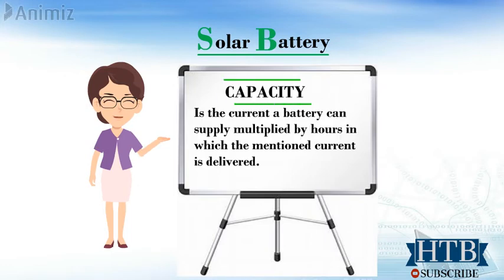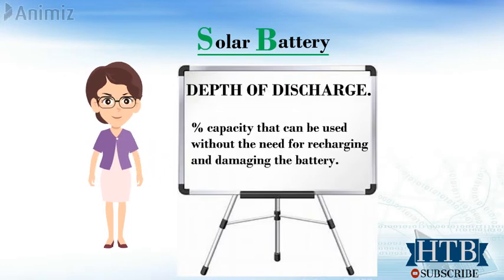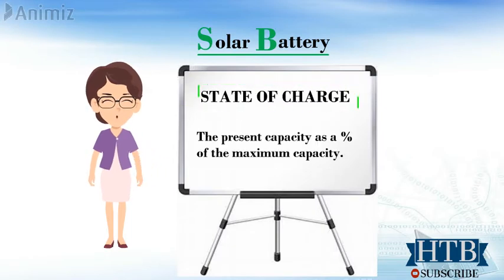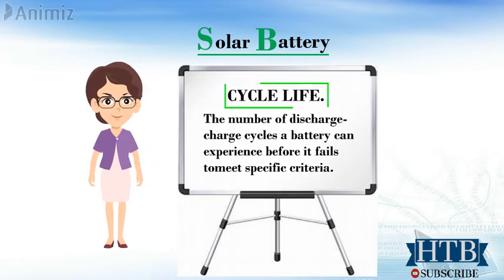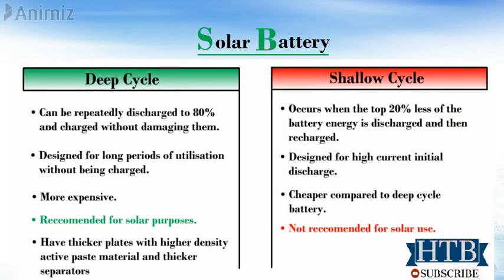One cannot do justice by not mentioning terms like capacity, depth of discharge, state of charge, and cycle life when talking of solar batteries. There are two types of batteries: the deep cycle and the shallow cycle. The shallow cycle is not recommended for solar use due to its weak properties.